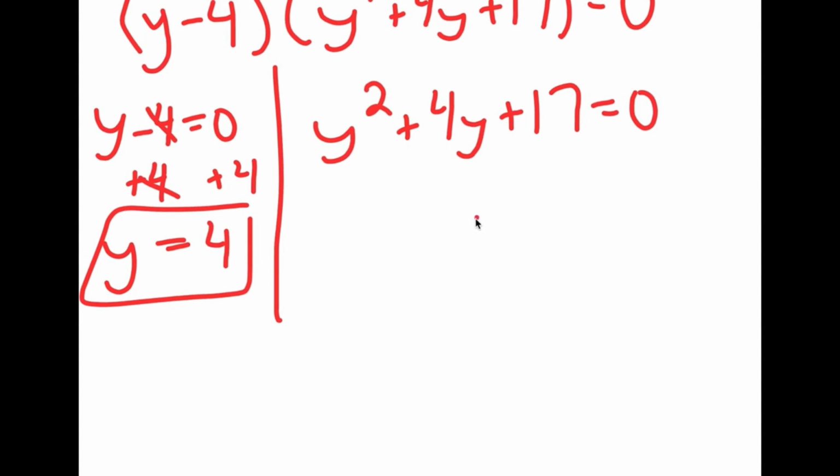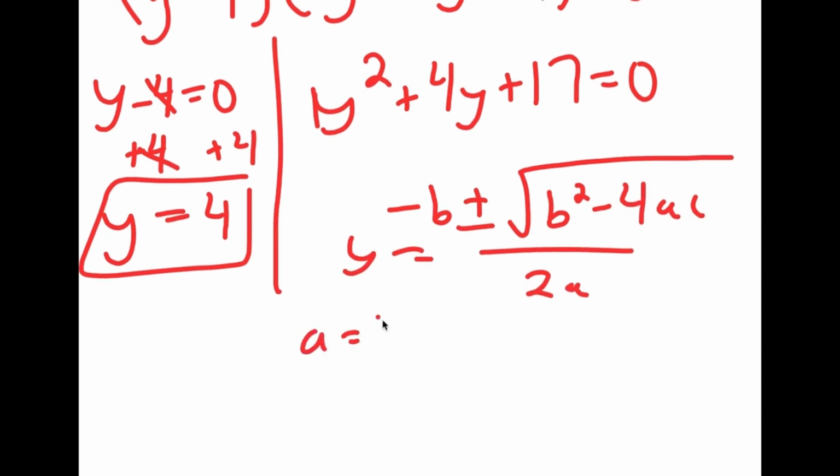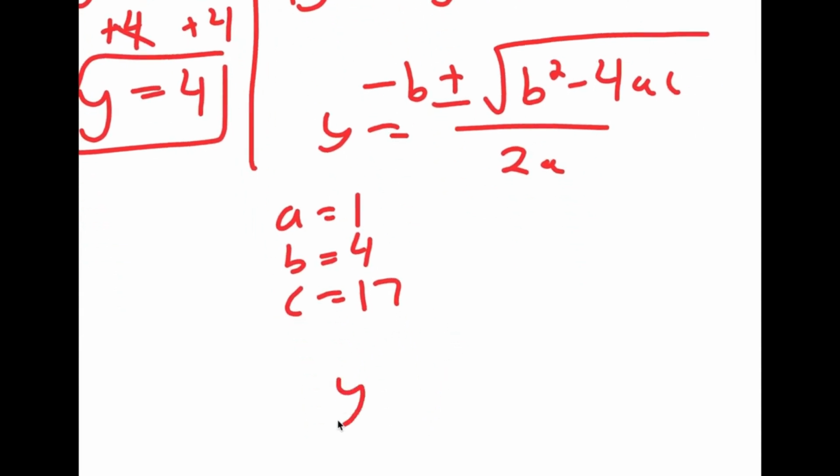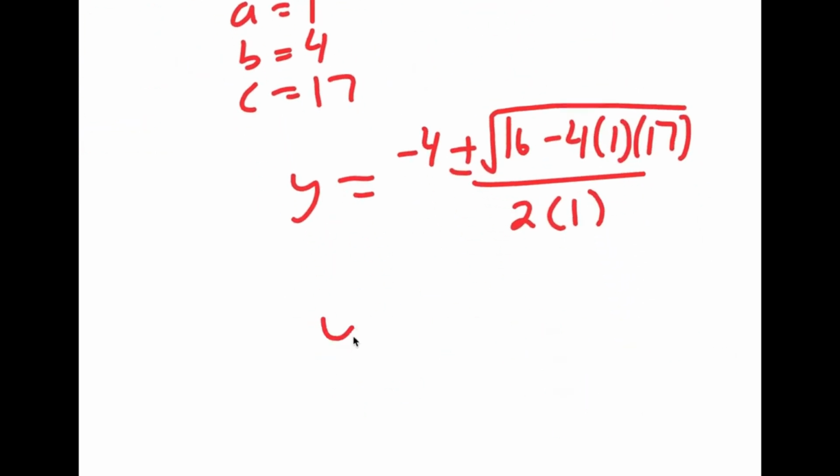I can solve this by using the quadratic formula, which is negative b plus or minus the square root of b squared minus 4ac over 2a. So in this case, a is 1, b is 4, and c is 17. So I get y is equal to negative 4 plus or minus the square root of 4 squared, which is 16, minus 4 times 1 times 17, all over 2a, so 2 times 1.